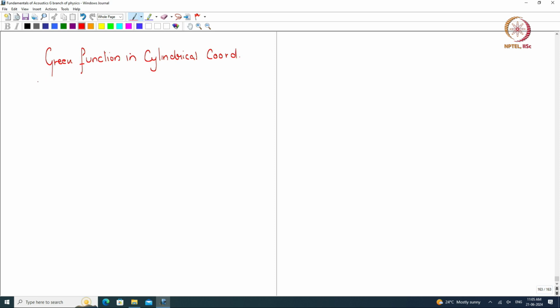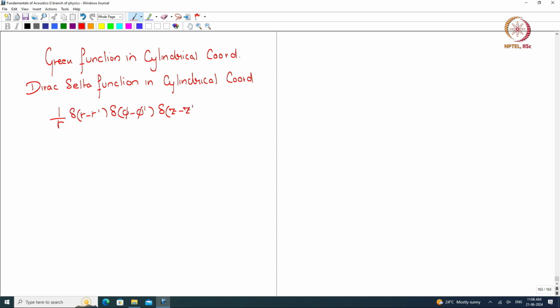The Dirac delta function in cylindrical coordinates is given by 1 over r delta r minus r dash, delta phi minus phi dash, delta z minus z dash.